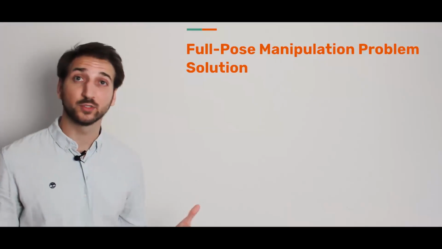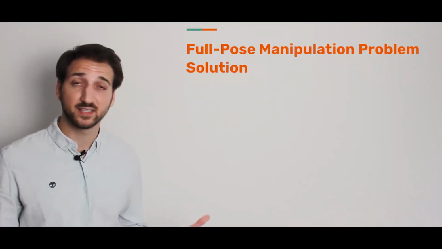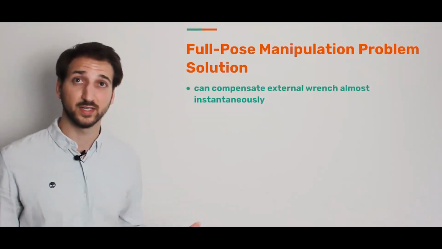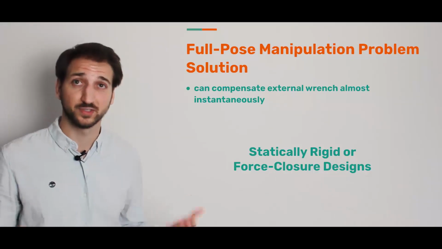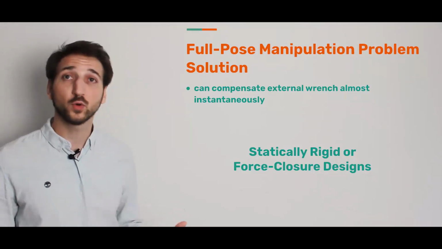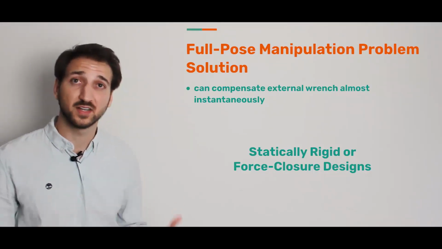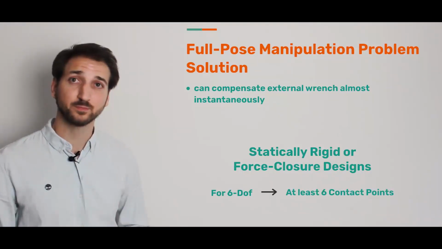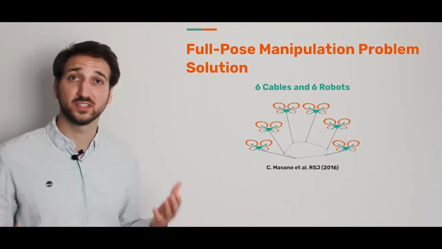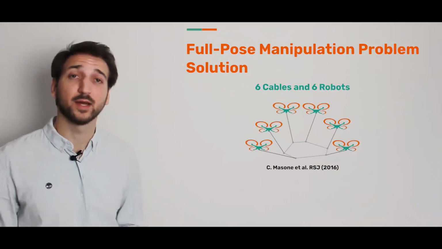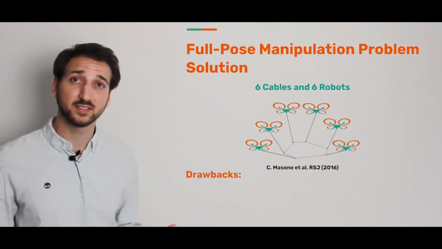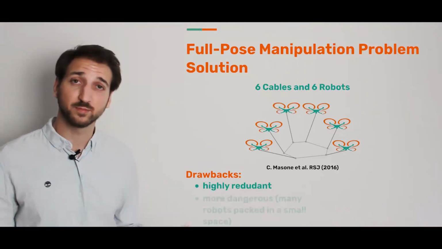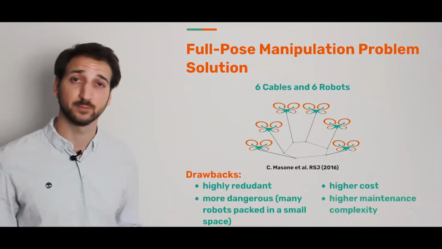Ideally, we would like to have a design that can compensate external wrenches almost instantaneously without the need of moving the robots. We are then interested in statically rigid or force closure designs. So for a full pose control, which means for a 6 degrees of freedom control, at least 6 attaching points are needed. Masone proposed a solution with 6 robots and 6 cables, but besides being a highly redundant system, it is more dangerous, more expensive, and difficult to maintain.